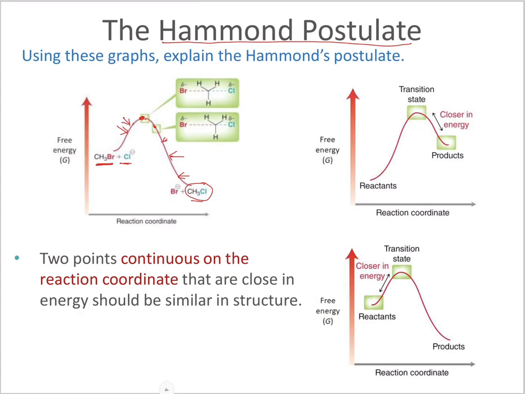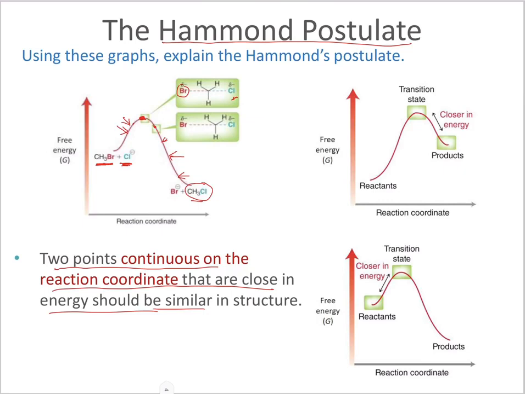According to the Hammond postulate, he came up with a theory that two points continuous on the reaction coordinate that are close in energy should be similar in structure. So as we move, let's say at this position, what is happening is the methyl bromide is trying to attach itself to chlorine. It's getting closer to chlorine, but it is still attached to bromine. Chlorine is moving closer, but it's still not close enough. As chlorine comes in, the bromine is kicked out.